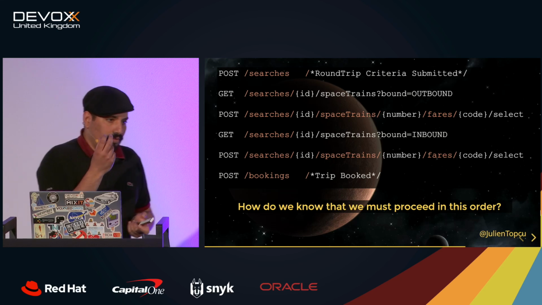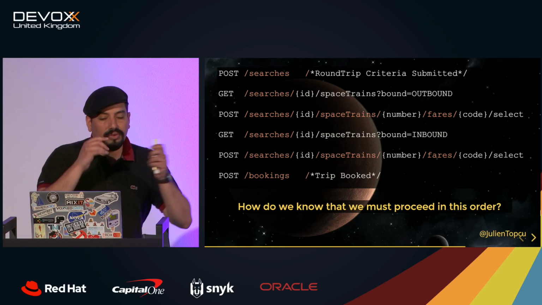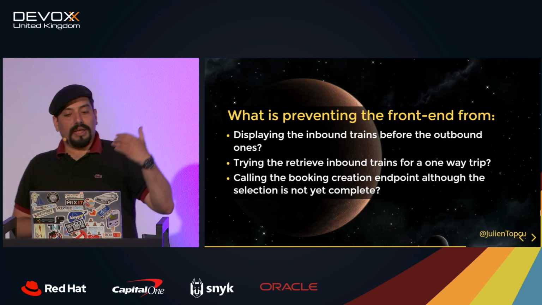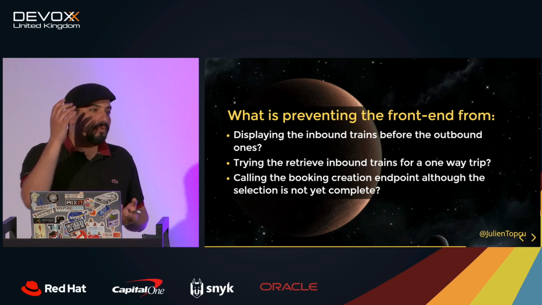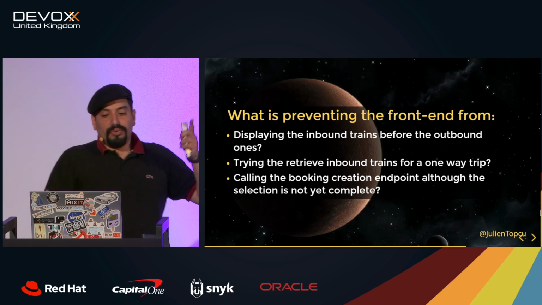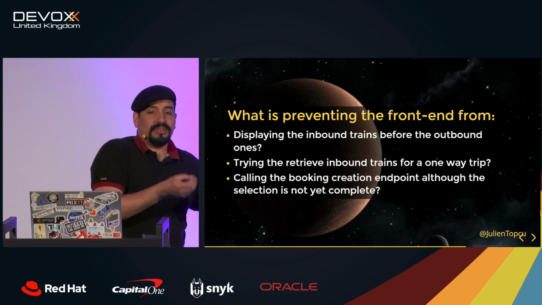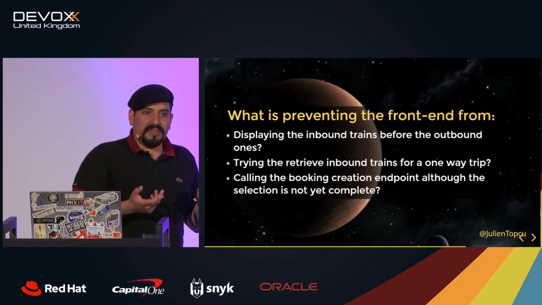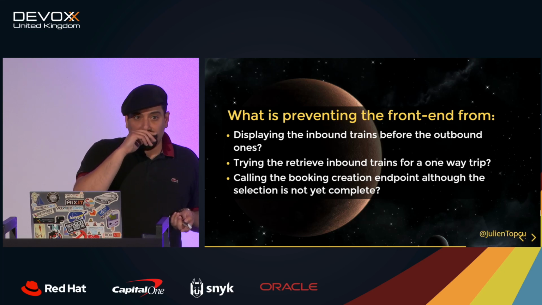So it means that your backend only exposes steps of a workflow. It also means that nothing is preventing the front end from displaying the inbound trains for the outbound ones. Because technically, if he knows how to build the URLs, he knows that he can do that. He can also try to retrieve the inbound trains for a one-way trip. That doesn't mean anything, but he can do that. And if the front-end developer has made some mistake, we will have some errors in production.